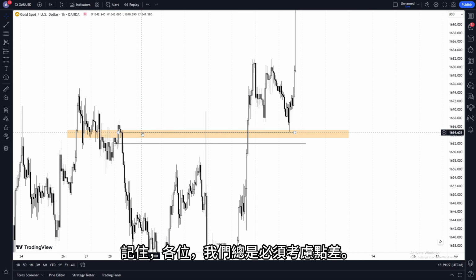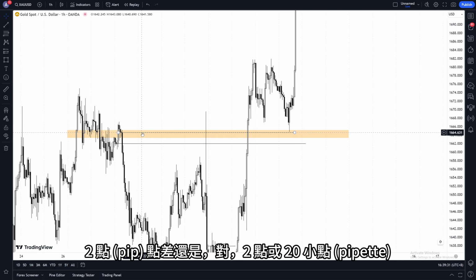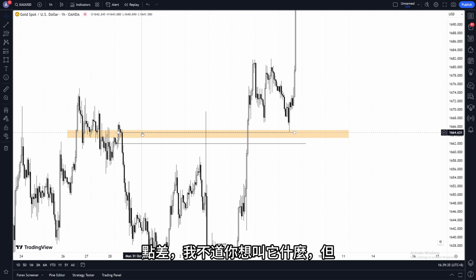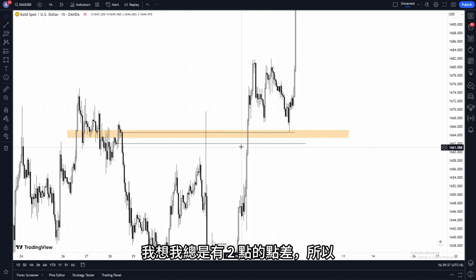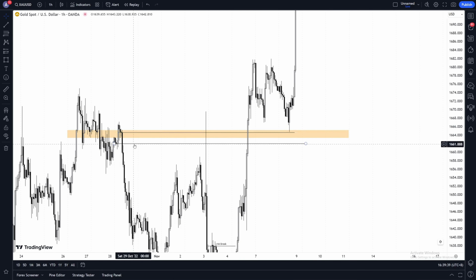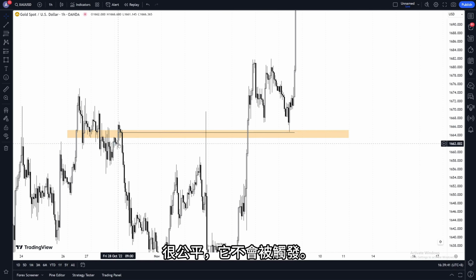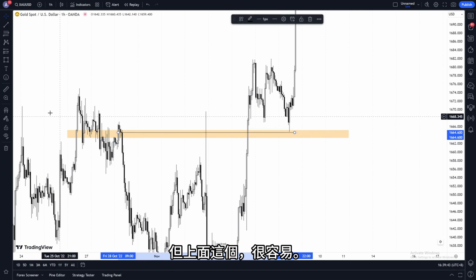Remember, guys, we always have to take into account spread. I always have, I think it was a 2 pip or 20 pipette spread. I don't know what you want to call it, but I think I have a 2 pip spread always. So this would 100% hit. This bottom one, no, it would not have hit. Fair enough, it wouldn't have hit. But this top one, easily.